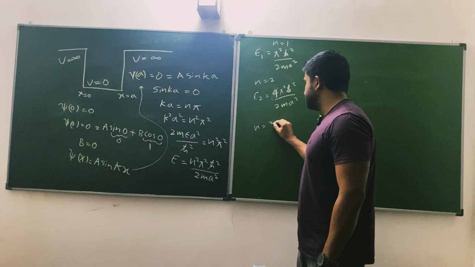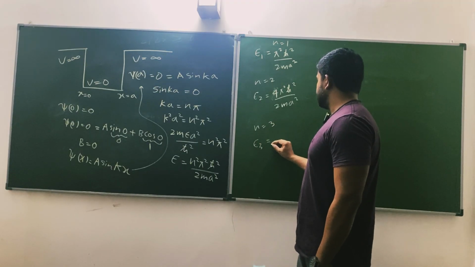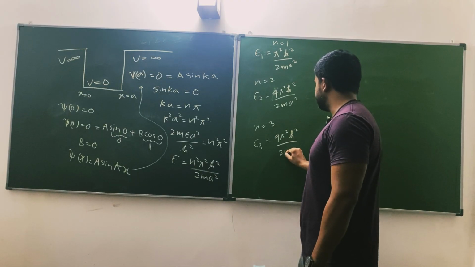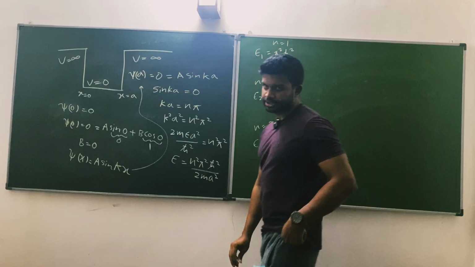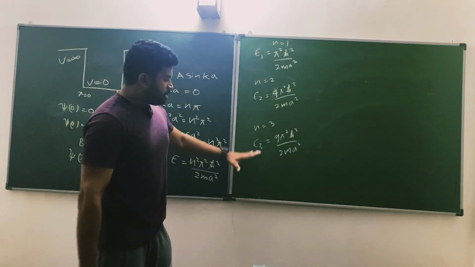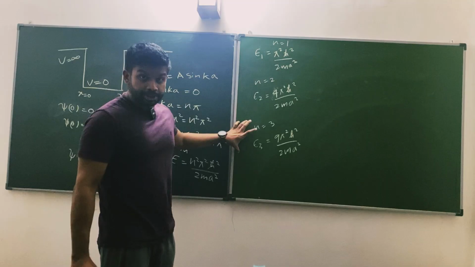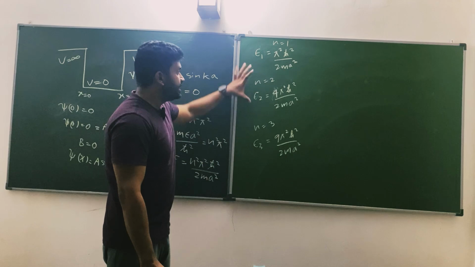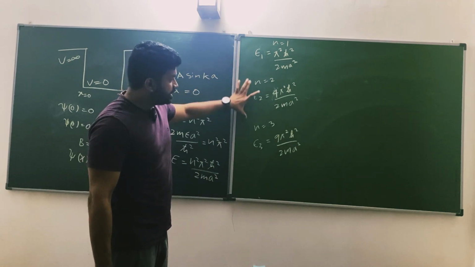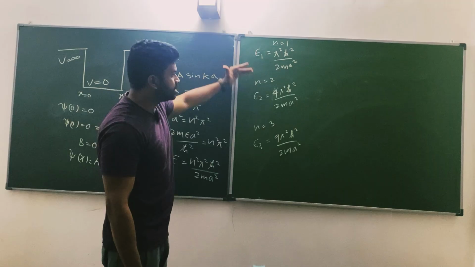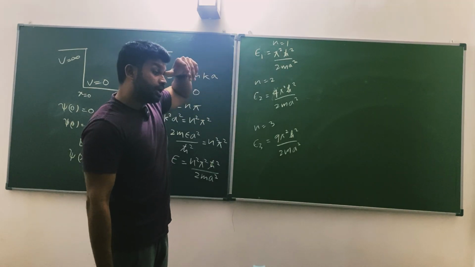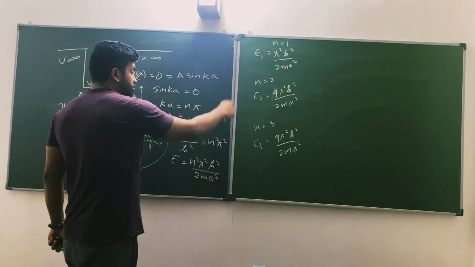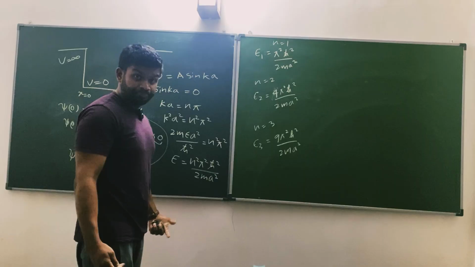What about n equals 3? We can go ahead like that. E3 is 9 pi squared h bar squared over 2 m a squared. The catch is, I can clearly see the quantization of energy, guys. You can't find the energy in between these two. Those energy levels are exactly the outcomes, or simply you can say these are the eigenstates, or eigenvalues, of the energy.